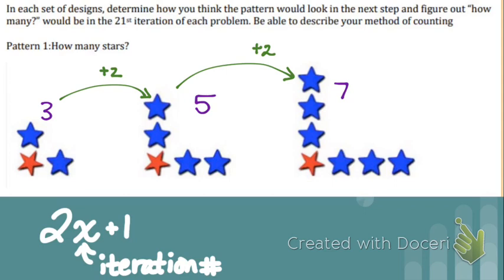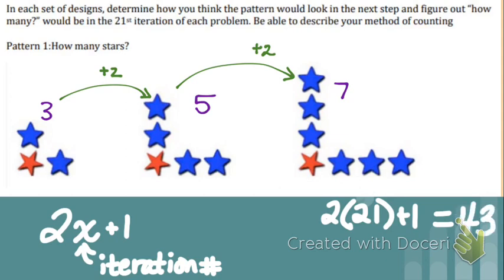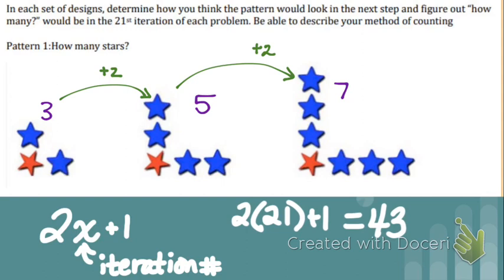Okay, so if I use this, what would I do with this then to figure out how many stars in the 21st iteration? 2 times 21 plus 1, you said, comes out to what? 43 stars. Let me scoot that over just a little bit. Beautiful.